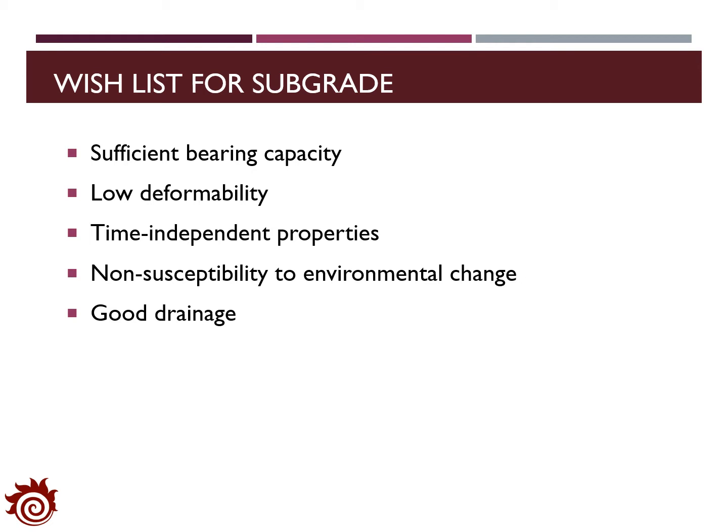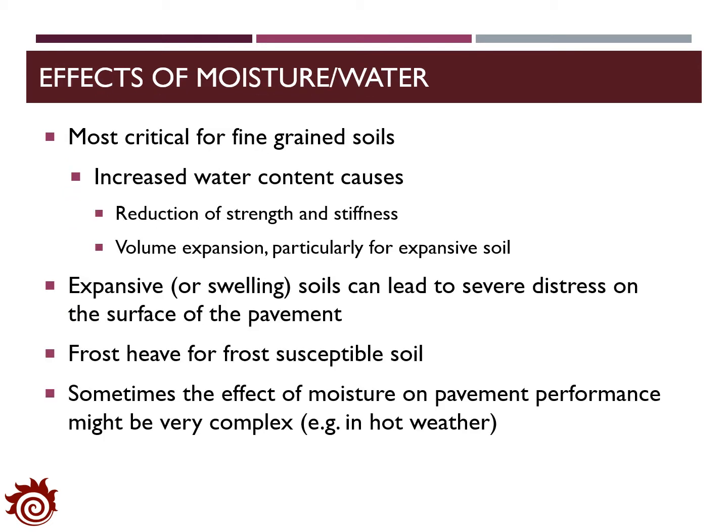Third, we want the property of the subgrade to be time independent. In that sense, we can make sure that the pavement can last for a longer time. Also, the subgrade should not be susceptible to the environmental change, and it should have good drainage so that the pavement can work at different environmental and weather conditions. The first factor we want to consider is moisture or water contents for the soil.